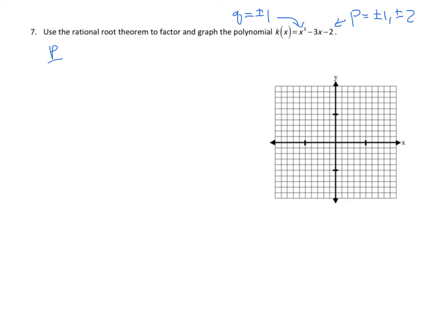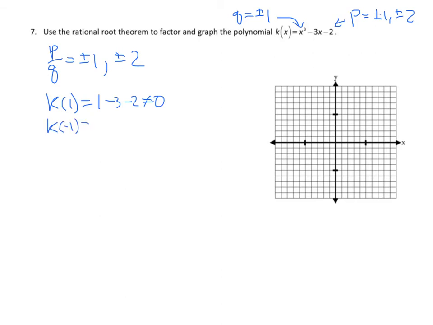And then for p over q, we find all the possible p over q combinations. We could have 1 over 1, which is plus or minus 1, and we could have 2 over 1, so plus or minus 2. So this time there are only 4 numbers that are possible zeros for this polynomial, possible rational zeros. And so I test them. So first I'm going to test k of 1, because that's the easiest number to plug in. If I plug 1 into k, I get 1 minus 3 minus 2. That does not equal 0, so that's not going to be one of the zeros.